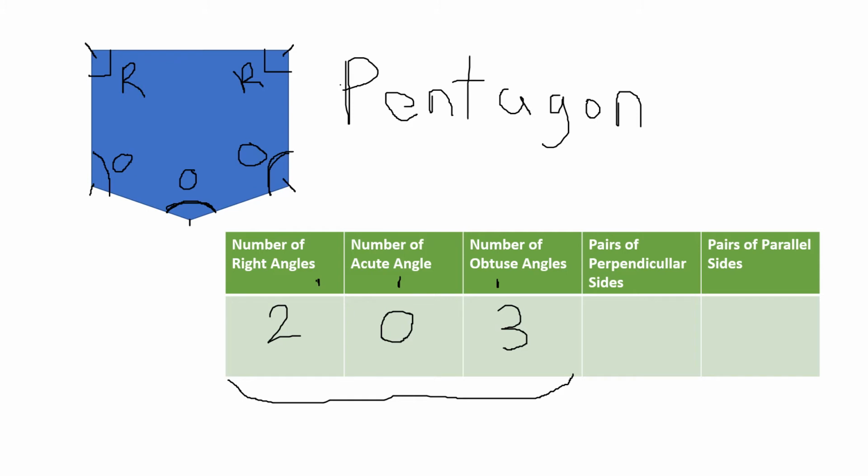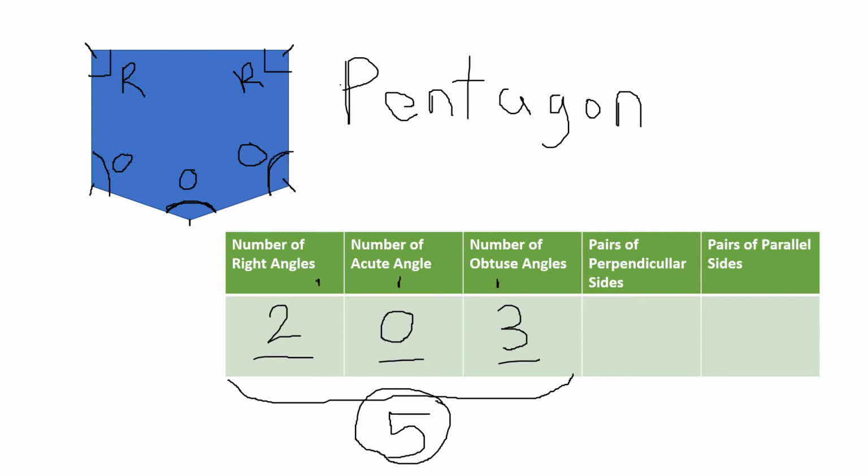So we said that the pentagon had 5 corners or 5 angles. So when I add 2, 0, and 3, they have to equal 5. If they do not equal 5, then I did something wrong. If it's less than 5, then I missed an angle. If I have a number greater than 5, then I counted an angle that does not exist. Okay, so always make sure that your number of angles equals the number of corners.